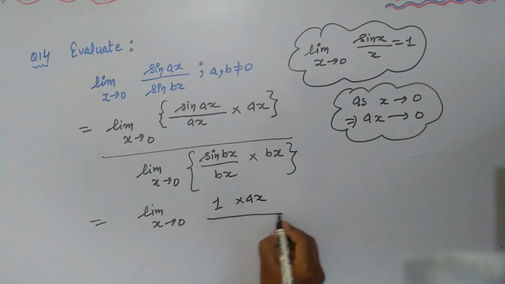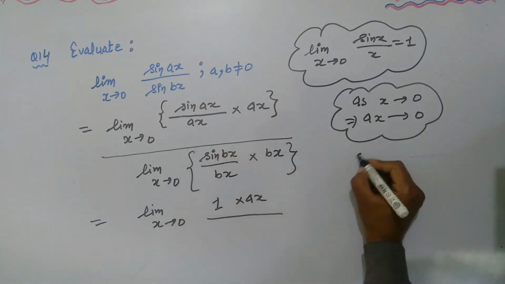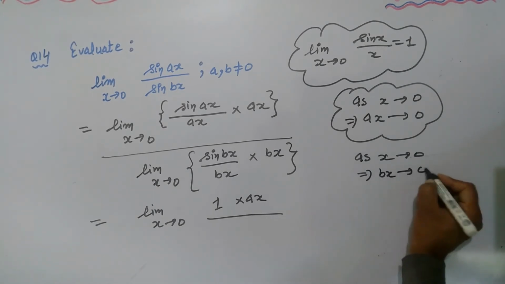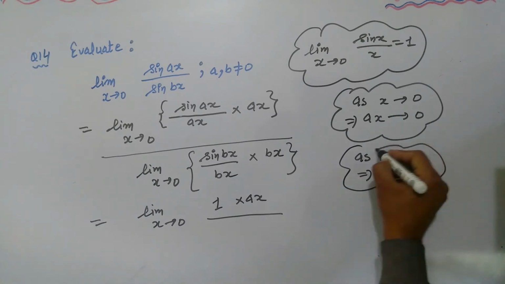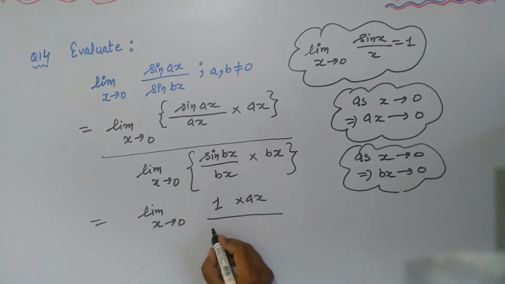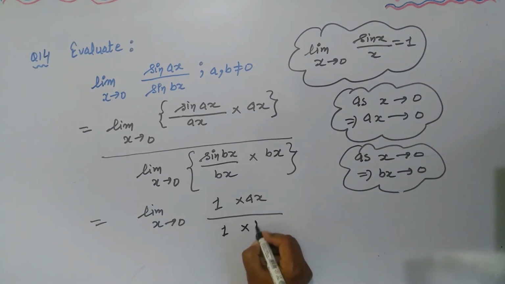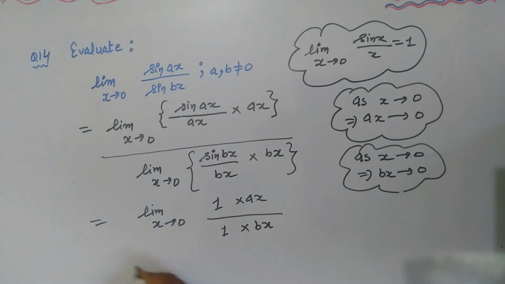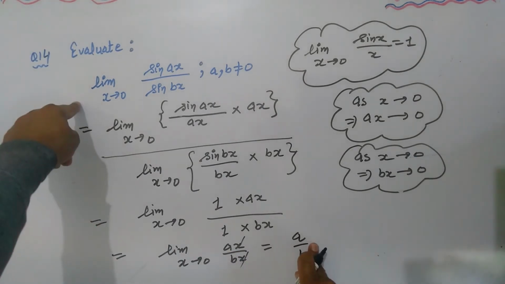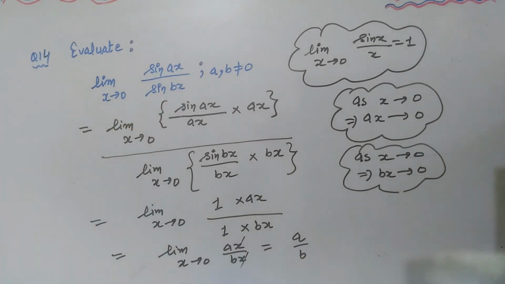Divided by, likewise here, as x approaches 0, bx also approaches 0. So in the denominator also the first factor becomes 1. So this is 1 into bx. So finally we have limit x approaches 0, ax divided by bx, right? x is cancelled, so what we are left with is a upon b. So a upon b is the limit of the given function, right?